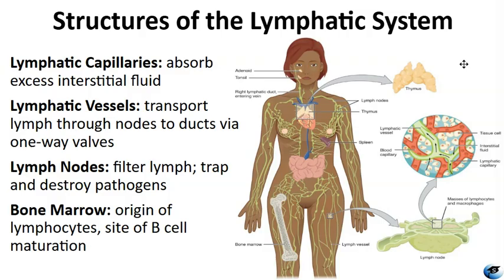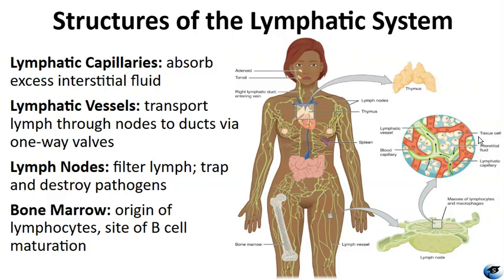Clusters of lymph nodes are found in areas like the neck, the armpits, and the groin, places where the body is most vulnerable to infection. Now let's talk a little bit about bone marrow as well. Shown in the diagram near the pelvis and long bones, this is where the lymphocytes are produced, and it's also the site of B cell maturation. B cells play an important role in adaptive immunity by producing antibodies.